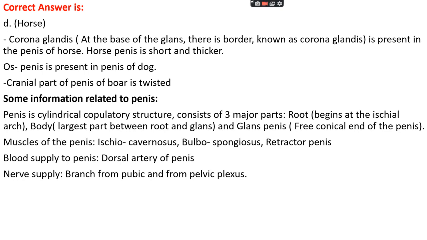Okay. The horse penis, if we compare with other species, is short and thicker. Okay. And in case of the dog, the os penis is present. Okay, the cranial part of the penis of a boar is actually twisted.